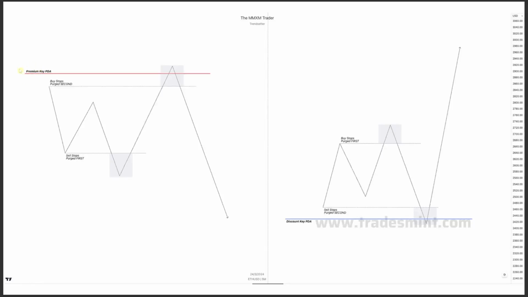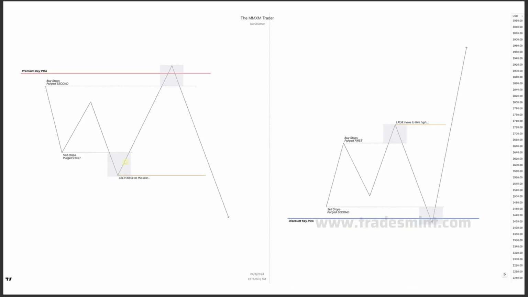And the key is it has to be in a premium key level over here, that PD array, and then in a bullish scenario we want to see that discount PD array, right? Now when both sell stops and buy stops have been purged, aka the double purge, right, then the market makers will move the market in the real direction it wants to go with a low resistance liquidity run.